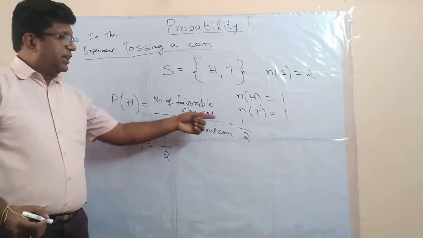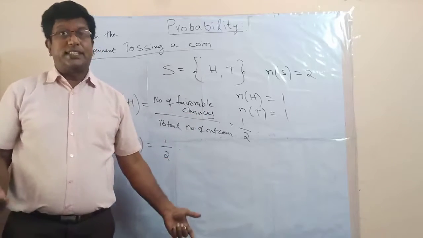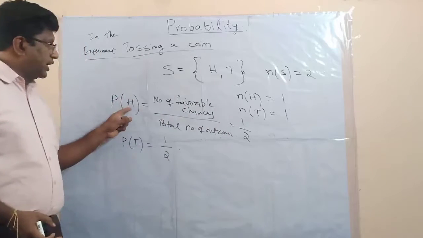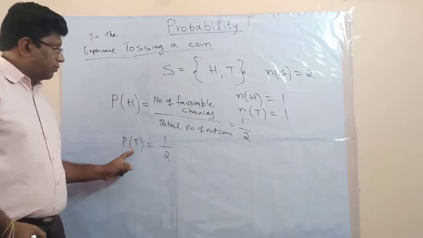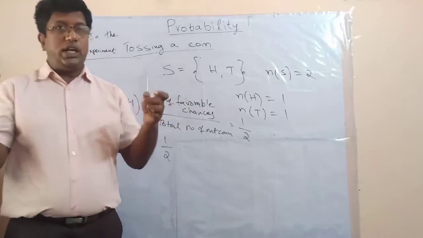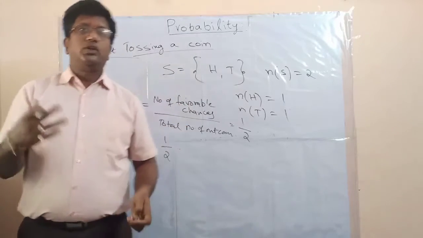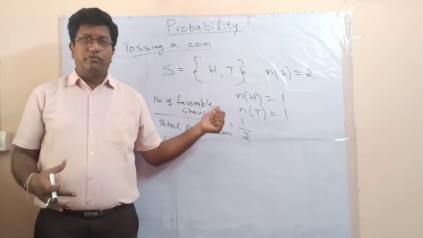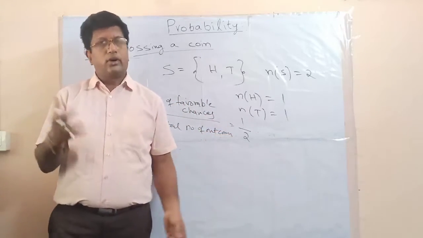Next, is this going to be a fair event? Yes, it is going to be a fair event when we toss a coin, because the probability of getting a head is 1 by 2 and the probability of getting a tail is also 1 by 2. So both the teams have equal chances of winning it. So this is called a fair way of deciding which team has to bat or bowl.